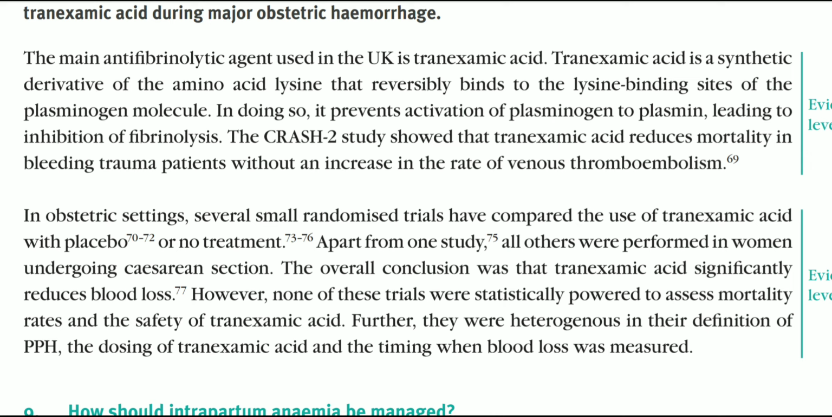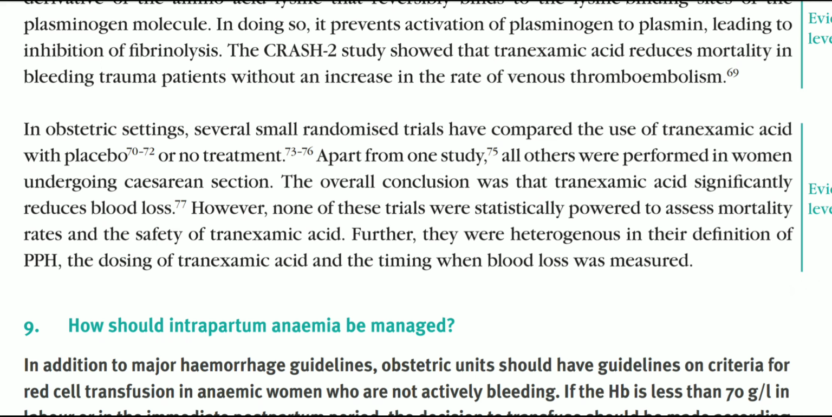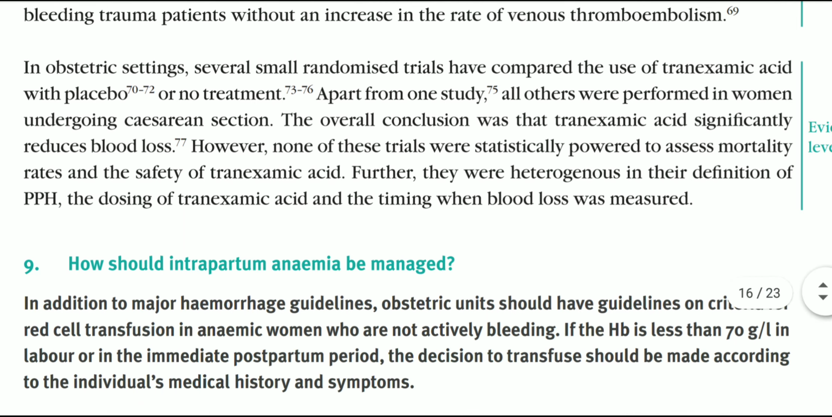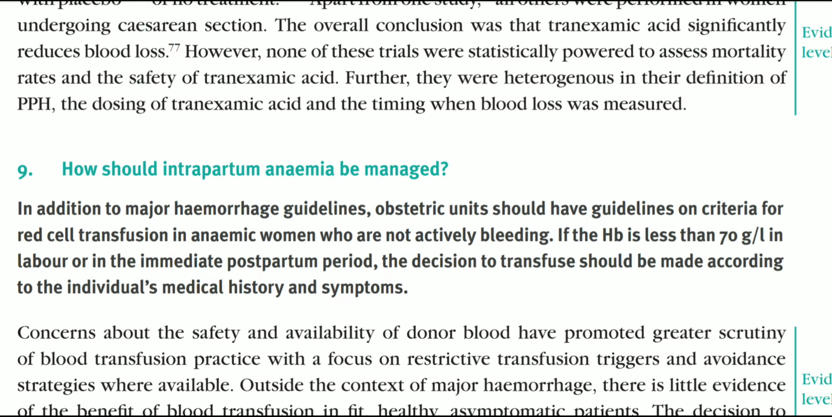Further, they were heterogeneous in their definition of the PPH and the dosing of tranexamic acid and the timing when the blood loss was measured. Okay, so for mortality, no data exists, but the overall finding was that tranexamic acid significantly reduced the blood loss, so we should use this tranexamic acid in case of cesarean section on routine basis.